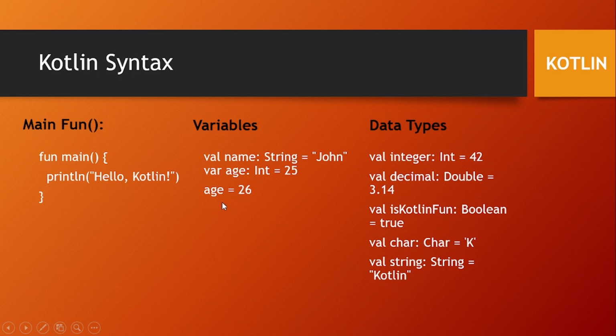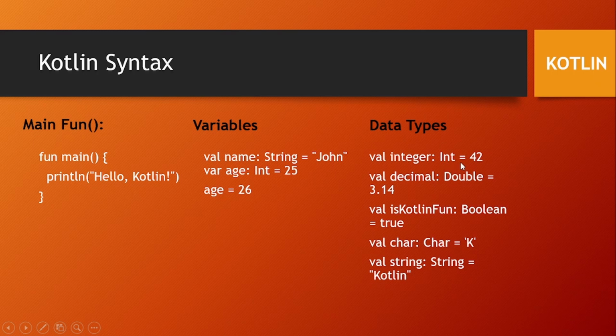And here, as you can see, I can change the value of the age variable because I have used the var keyword. But for the name variable I cannot do that because I have used the val keyword. It would not be possible to change the value of the name variable in the next line, but for the age variable I can do that because I have used the var keyword. And 25 will be 26 if we print its value in the next line.